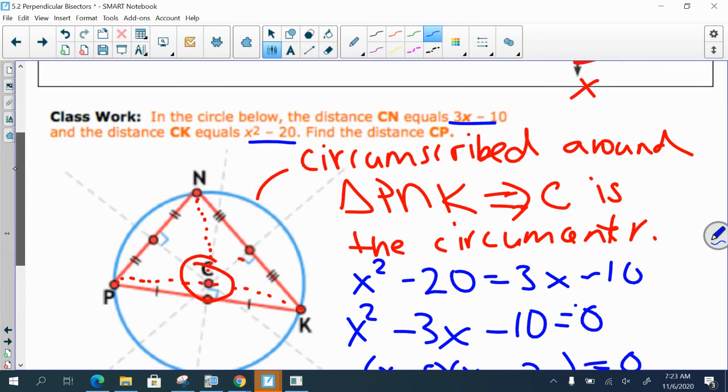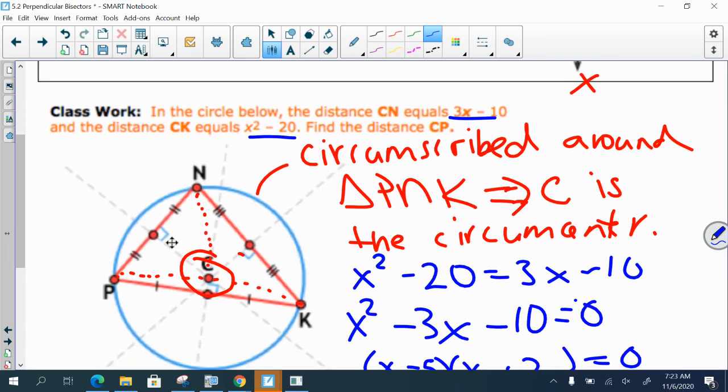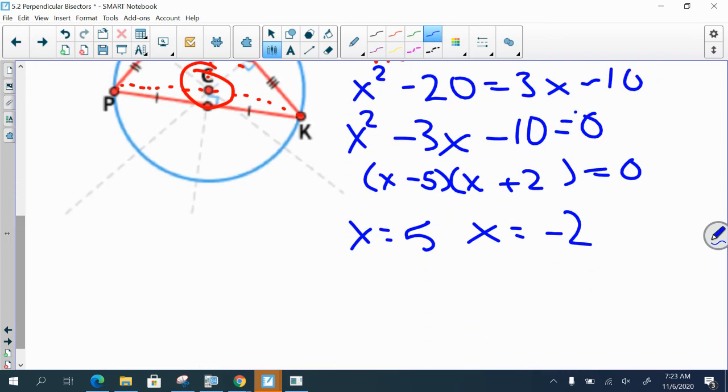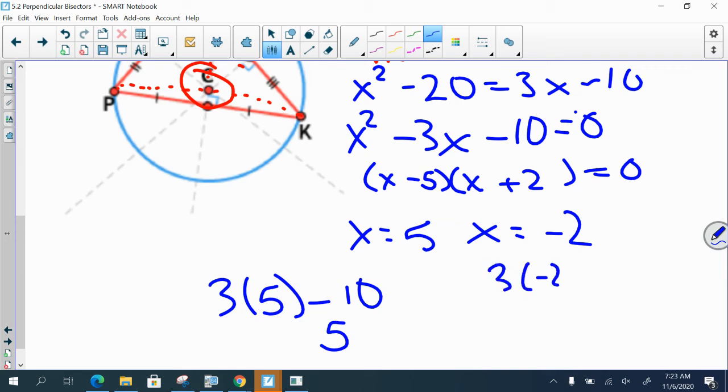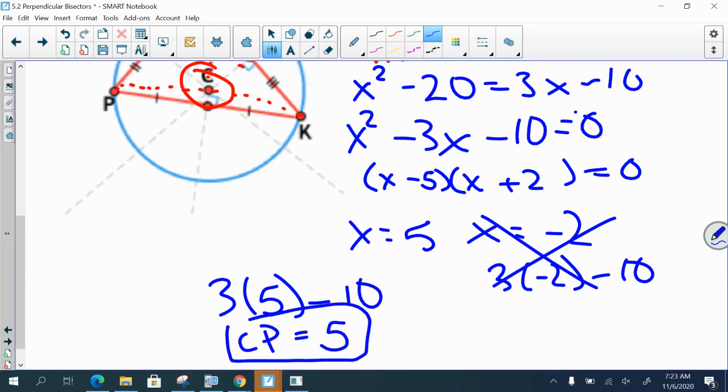But it asks to find the distance of CP. So we'll just take both of our values and plug them into 3x minus 10. If we did 3 times 5 minus 10, we would get 15 minus 10, which is 5. And let's check negative 2. If we did 3 times negative 2 minus 10, we're going to get a negative number here. So negative 2 has to be ruled out. So CP would be equal to 5. All right.